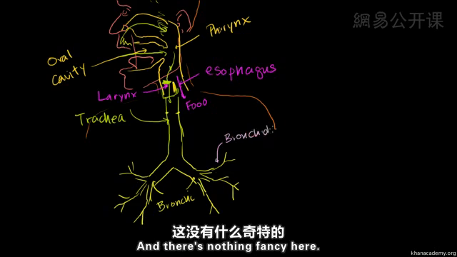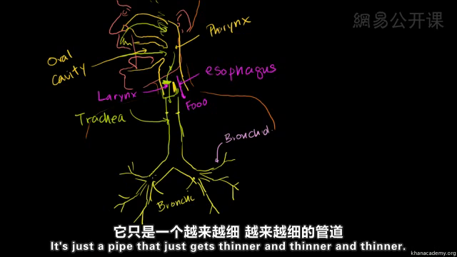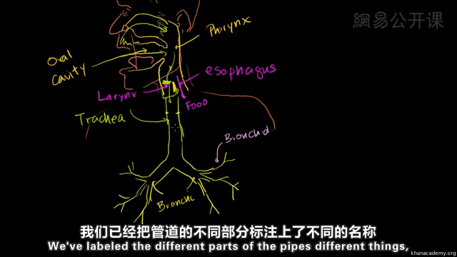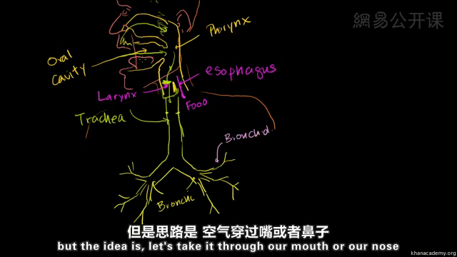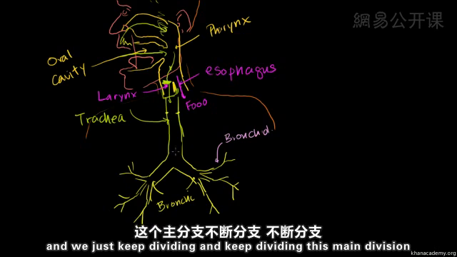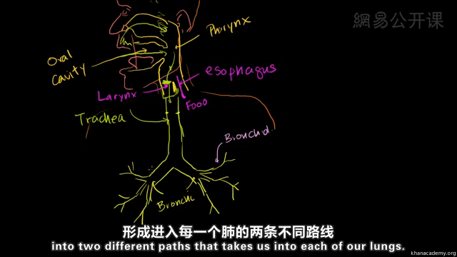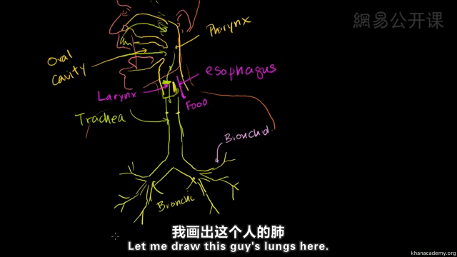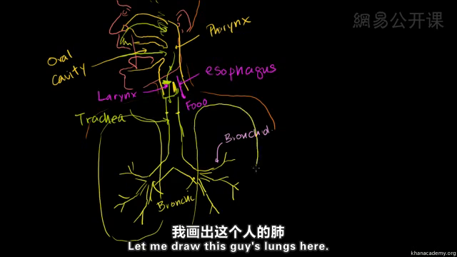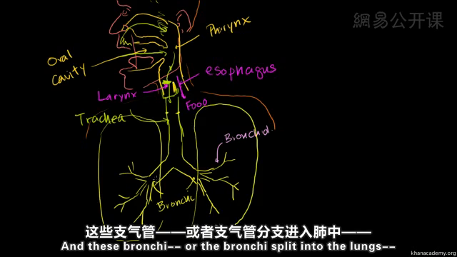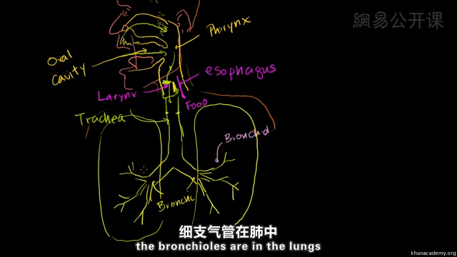And there's nothing fancy here. It's just a pipe that just gets thinner and thinner and thinner. We've labeled the different parts of the pipes different things. But the idea is, let's take it through our mouth or our nose, and we just keep dividing and dividing. This main division into two different parts takes us into each of our lungs. So let me draw this guy's lungs here. So that's one of this guy's lungs. And that's the other of this guy's lungs. And the bronchi split into the lungs. The bronchioles are in the lungs.